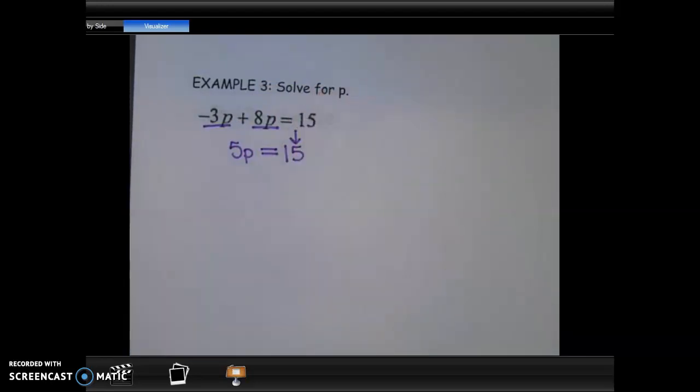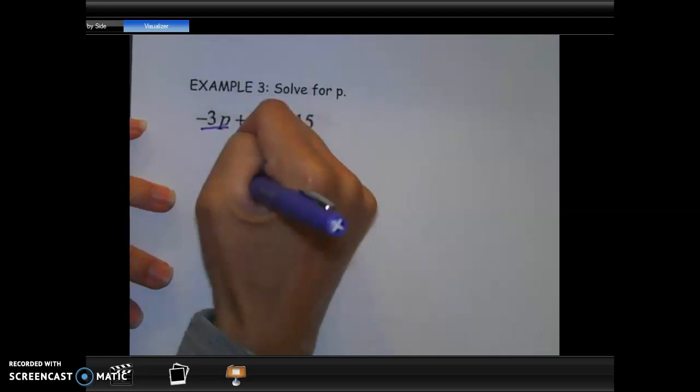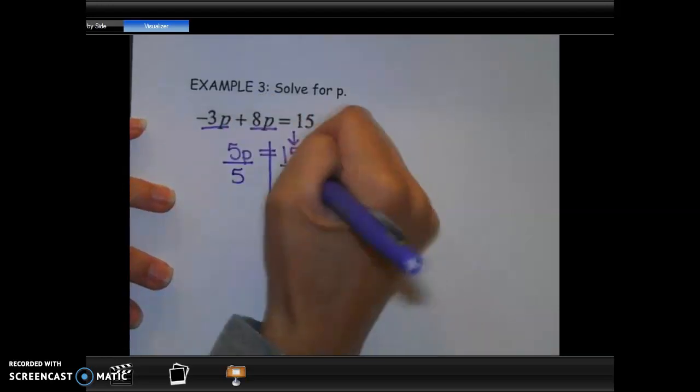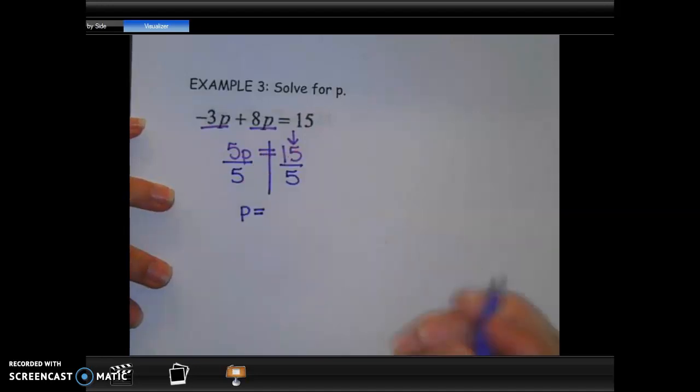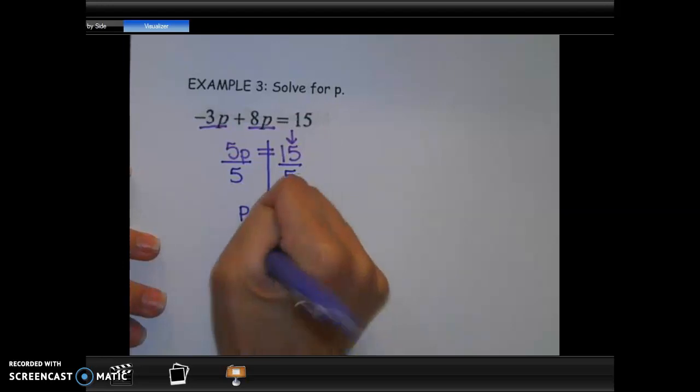Now let's solve for p. This one's the easiest one I think we're going to do. So p only has one thing happening to it. It has a multiplication of 5. The opposite of multiplication is division. Whatever we do to one side, we must do to the other. That leaves us with p equals 3. If this was a question on your homework, all you would type in is 3.